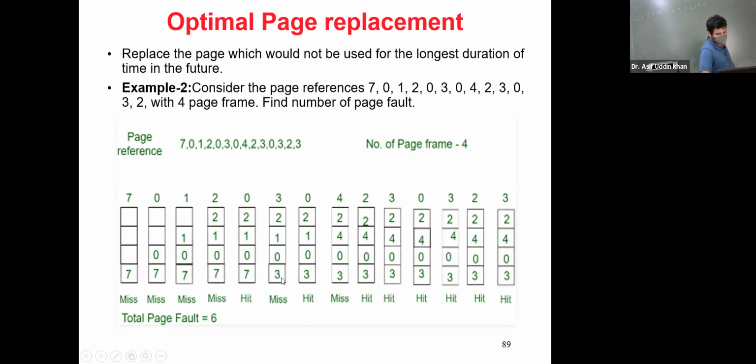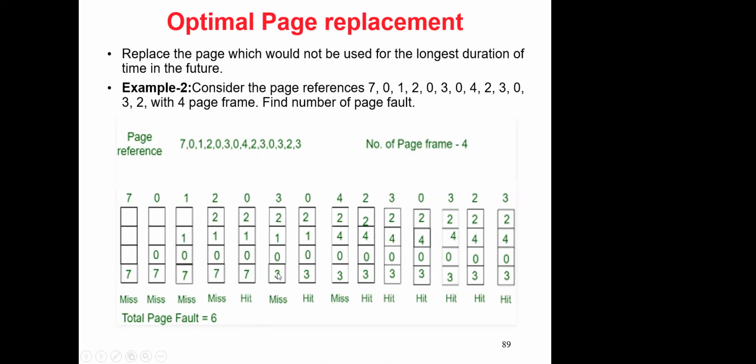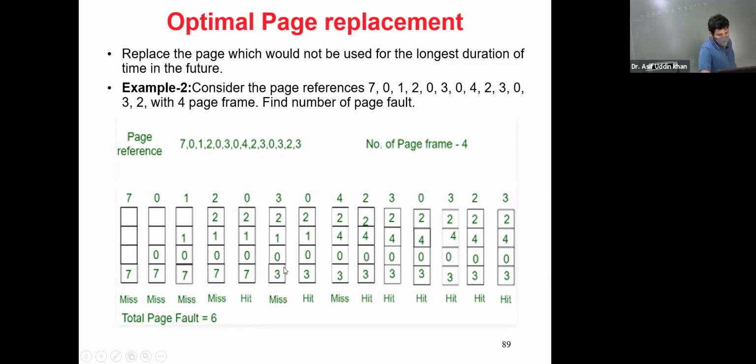Is that clear? Yes, sir. Okay. So now 3 is written here. Now again see the next, 0 required, 0 present, so hit, no problem. Next 4. 4 is not present, so miss. Now you have to bring 4 and write it in one of these frames.